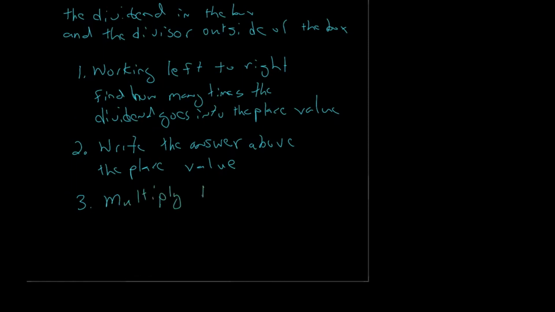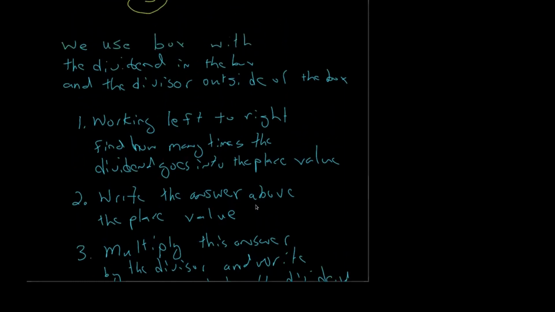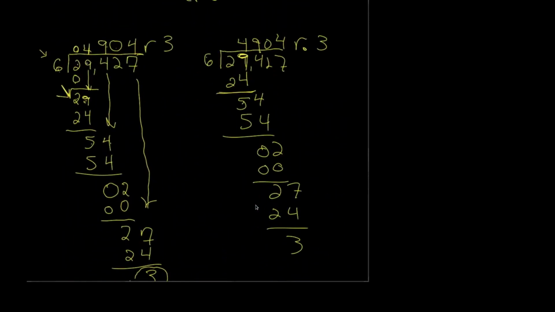Multiply this answer by the divisor and write the result below the dividend. All right, so up here I took the 0 times the 6 and I wrote the answer below the dividend.